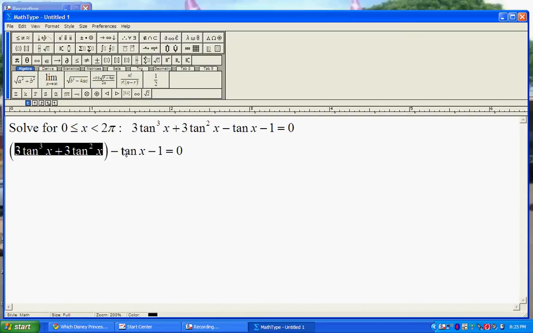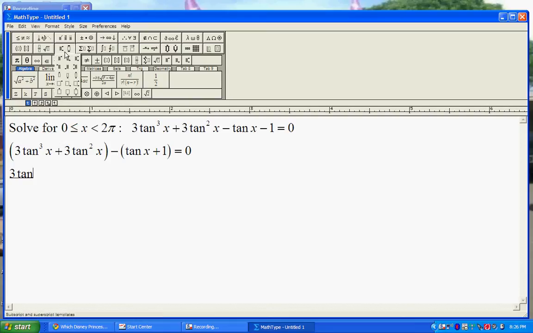I'm going to group the first two terms, and I'm going to also group the second two terms. For the second two terms, I'm going to have to make sure that I take that minus sign into consideration. From the first two terms, I have a common factor 3 tan squared of x that I can factor out, leaving me with tan of x plus 1.